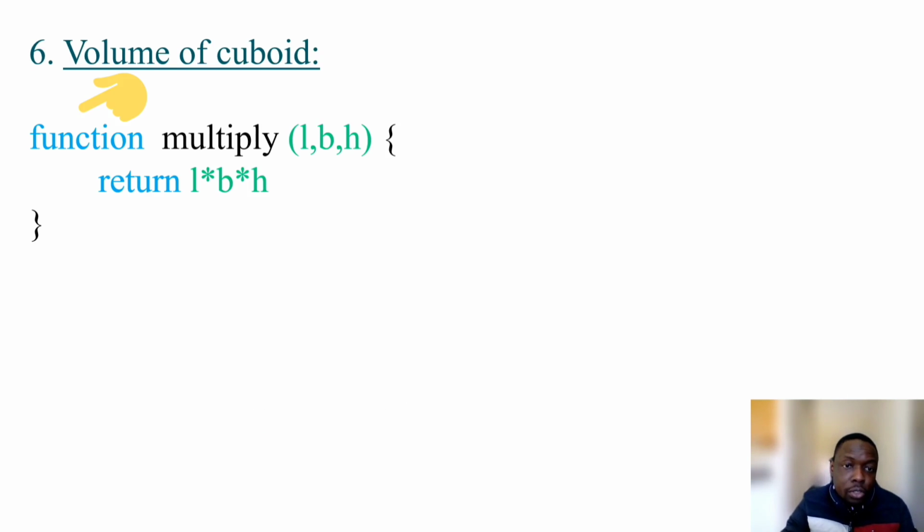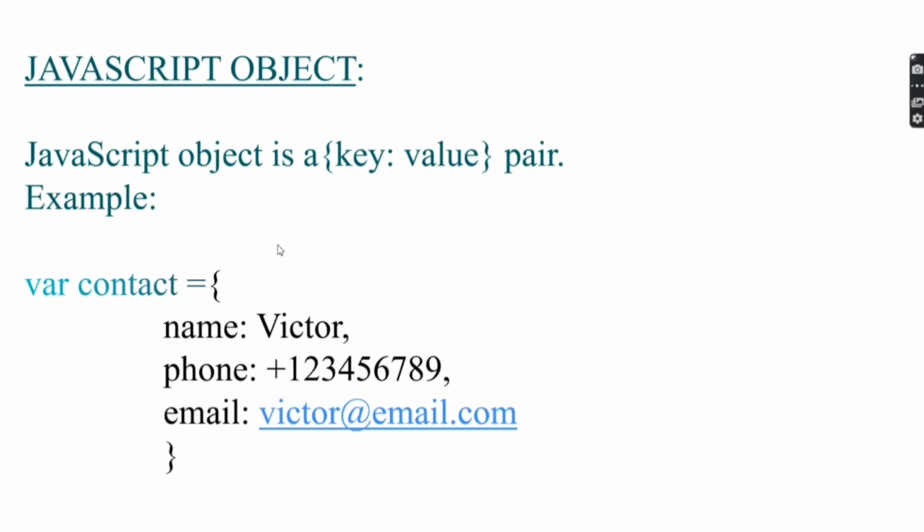So for this function, I used multiply and decided to use volume of cuboid as the name of this function instead of multiply. The three parameters we have in the volume of cuboid are the length, breadth, and the height. This function is going to return this result: L multiplied by B times H. And the next concept, which I'll explain, is the JavaScript object.